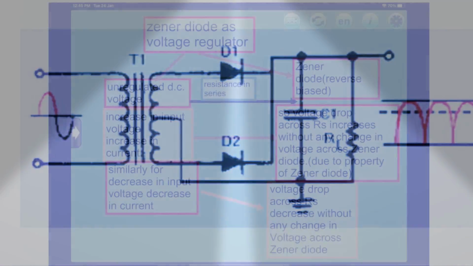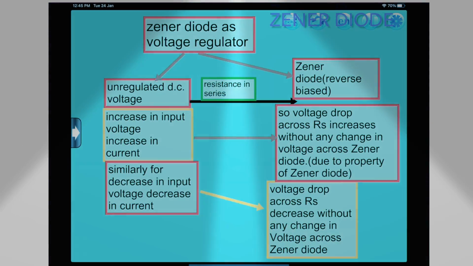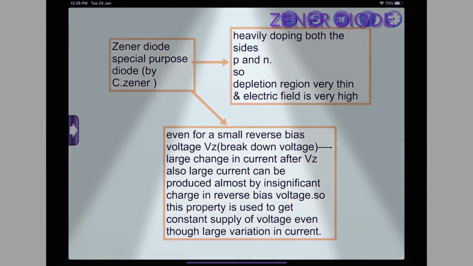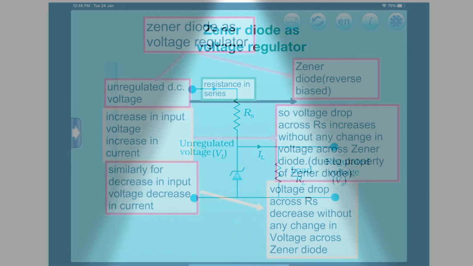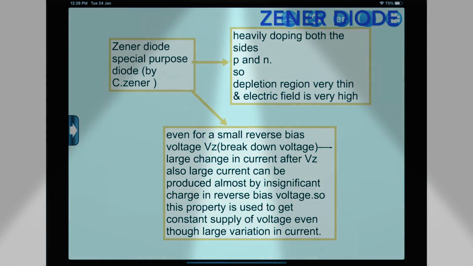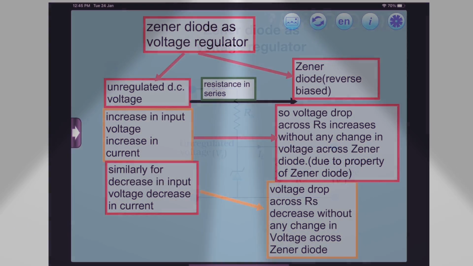So now moving towards special purpose diode. Zener diode is a special purpose diode for voltage regulation. It is heavily doped on both the sides, so the depletion region is very thin and the electric field is very high.